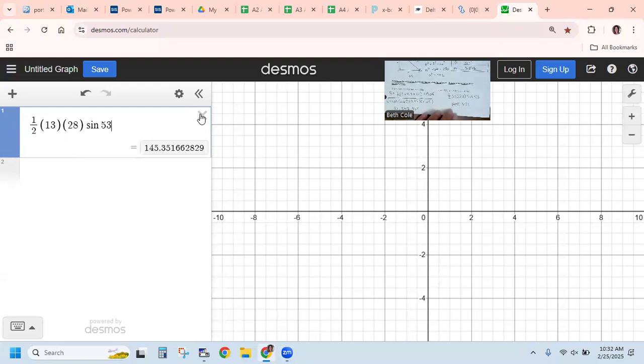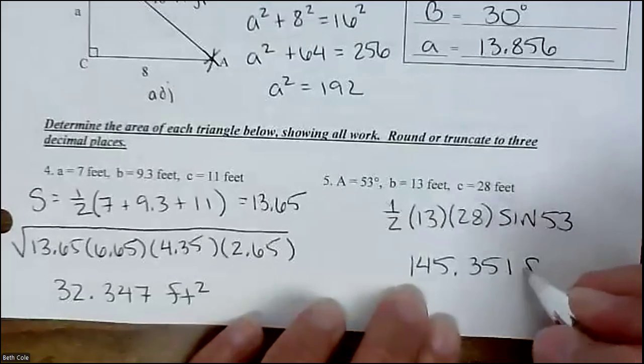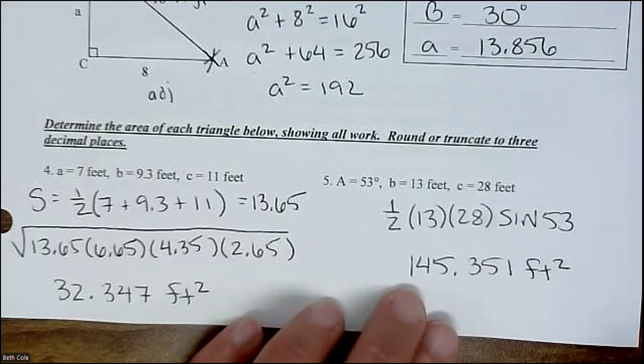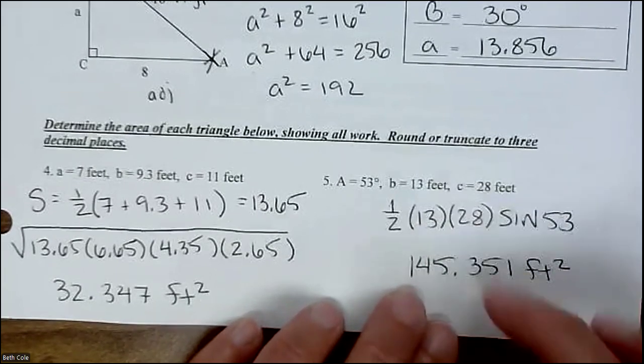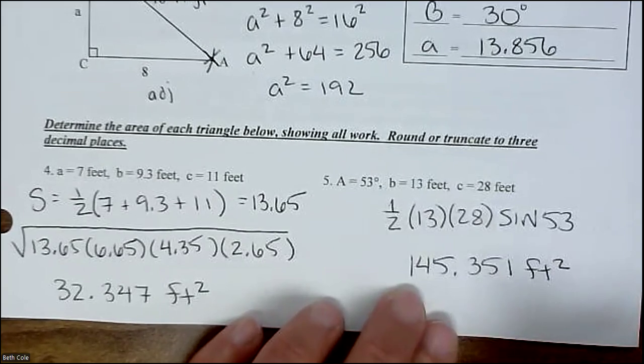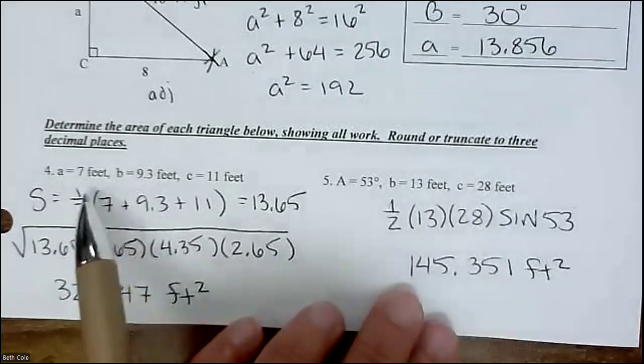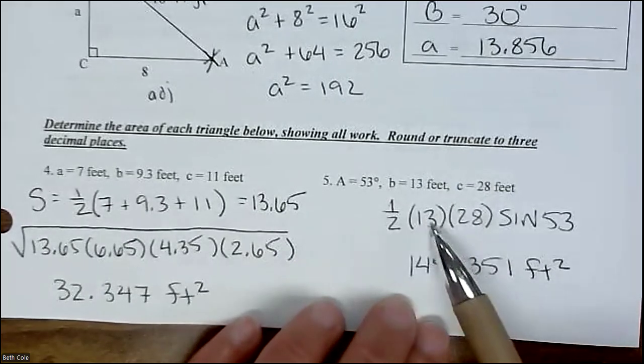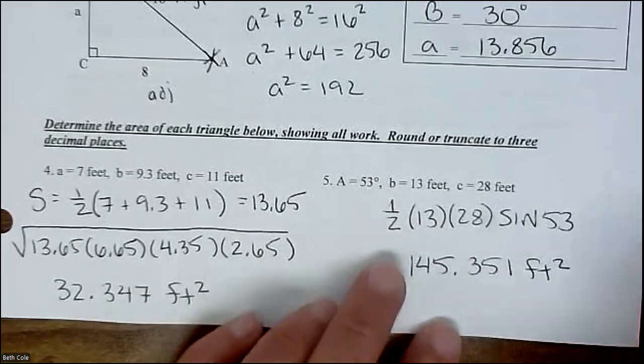145.351. And I think, did I also make that feet? Yes. So your answer is feet squared. Again, basically, I'm just checking that you understand how an area works. No, it's multiplication for this one. Yes. So if all you have are sides, it's this formula. If you have an angle, it's 1/2 side of your angle.